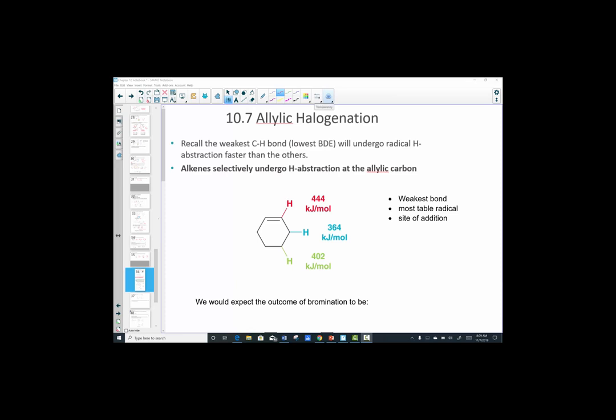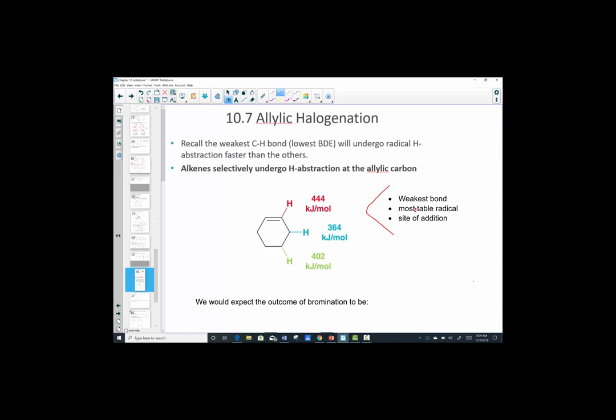This is Mrs. Hanson, and in our last video lesson on Chapter 10, we're going to complete the last few sections, beginning with Section 7 on allylic halogenation. So in this section, we're thinking back to where we add the halogen, and we've been practicing recognizing where we see the weakest bond forming the most stable radical. And it should be the site of addition.